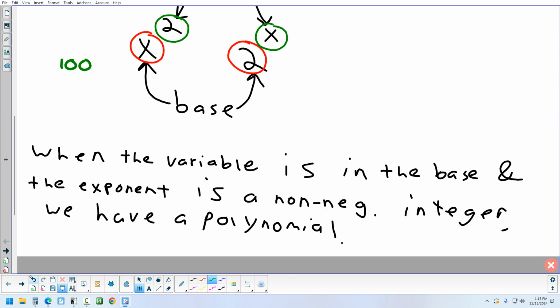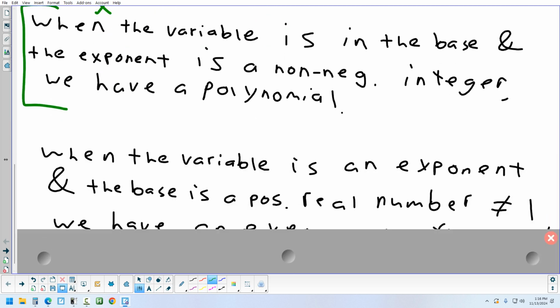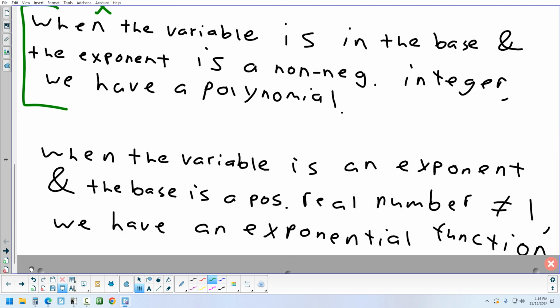So up until now, the kind of things that we've studied, like in chapters 3 and 2, we studied polynomials. So what's in green there, that's what we've done before, where the base was the variable, like x cubed. The base was the variable, and the exponent was a number. What we're doing in this section is we're switching it. Now we're going to do this. This is what makes something exponential.